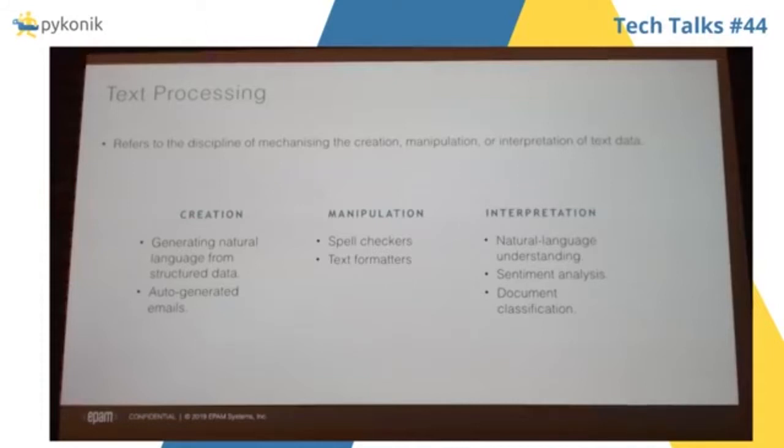This is pretty much the same as what we are doing with strings or text processing on a daily basis. Nothing special in that case. Auto-generated emails can be an example of a creation task. The second level, manipulation, is a little bit harder than the first. Spell checkers or text formatters can be examples of manipulation. And the last step, which I will be talking about today, is interpretation.